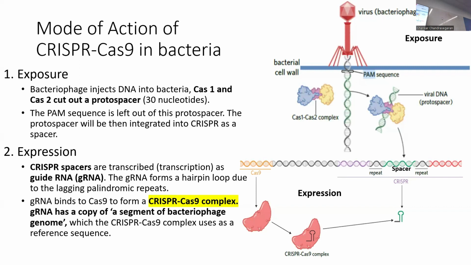This guide RNA forms a hairpin loop with the trailing palindromic repeats. Basically, they also transcribe a bit of the repeat at the back, which causes it to form a hairpin loop. The guide RNA will bind to the Cas9 protein. Remember that there's a Cas9 gene in front of the CRISPR sequence. This will be made into a protein, and that protein will bind together with the guide RNA to become the CRISPR-Cas9 complex. This is the complex that will do the cutting. It is the system that does the searching and the cutting at the bacterial DNA.